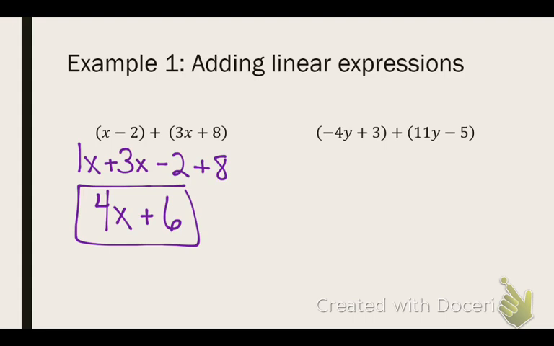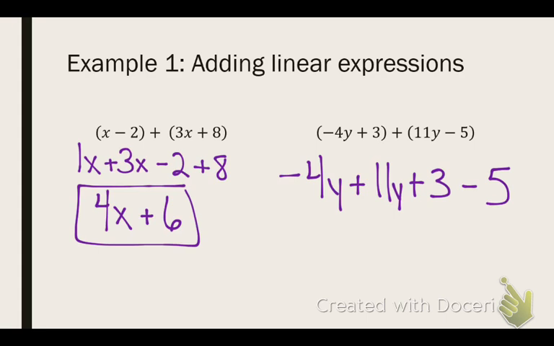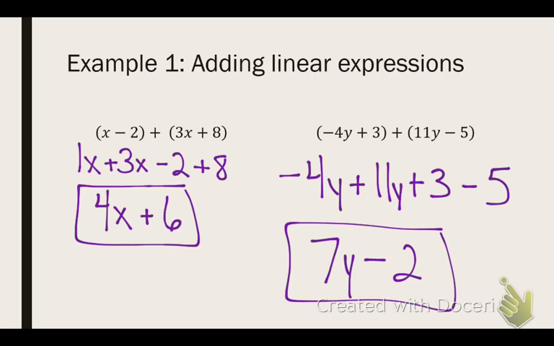Go ahead and do the second set now. Negative 4y plus 3 and 11y minus 5. What do I match up with negative 4y? 11y. Plus 3 minus 5. So what's negative 4y plus 11y? 7y. Remember, if it's the same variable, I can combine my coefficients. What's 3 minus 5? Negative 2. Okay, and that's my answer. I can't combine it any further. Okay, that's my simplified answer. Any questions on example 1?